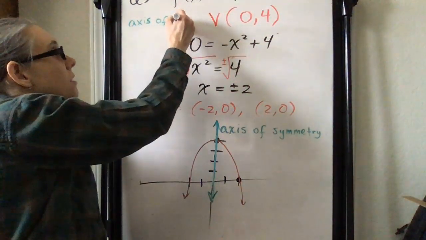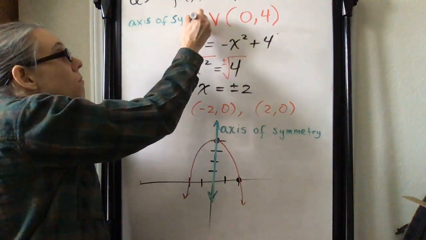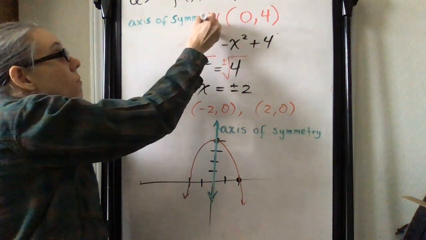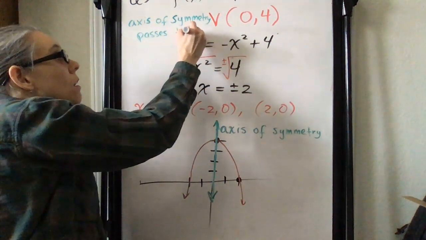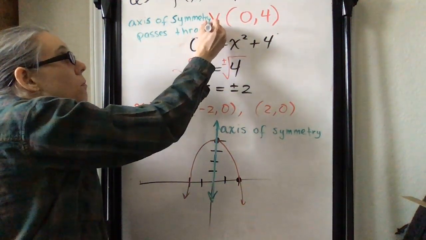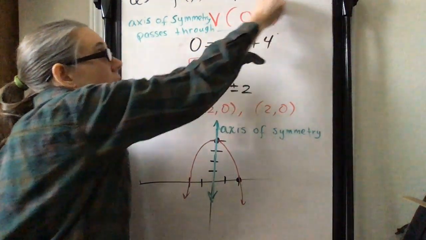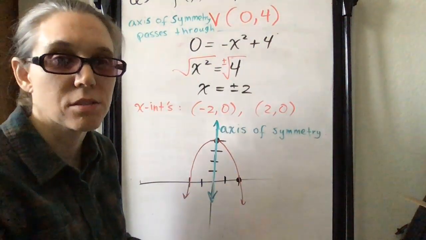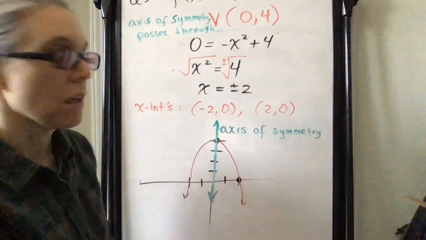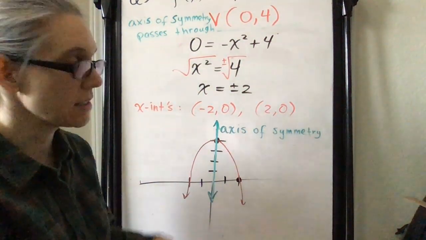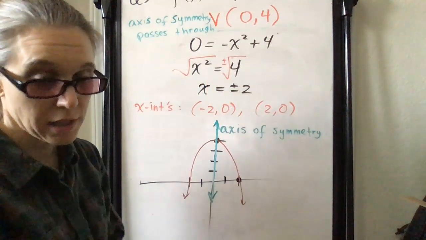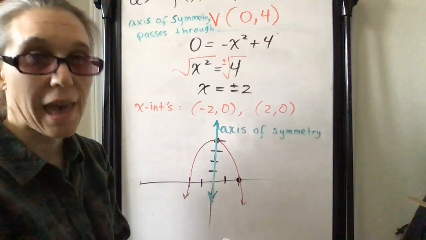The axis of symmetry passes through the vertex. Okay, it always passes through the vertex. The equation of the axis of symmetry, since it's a vertical line, is going to start with x.